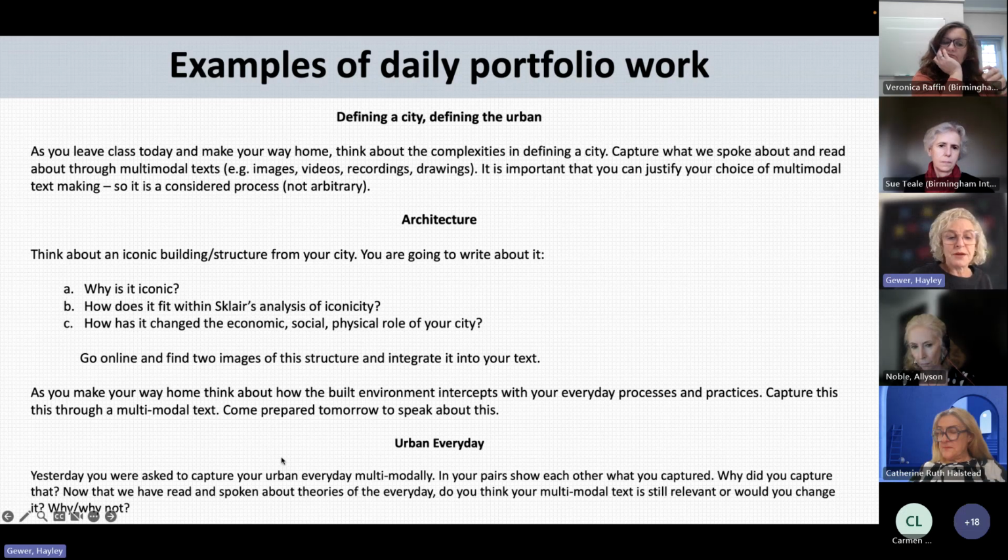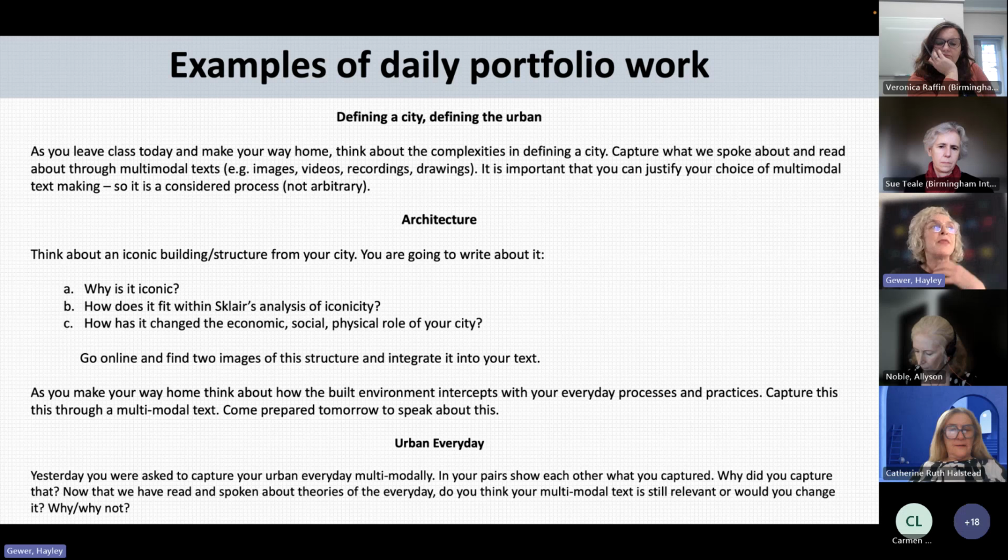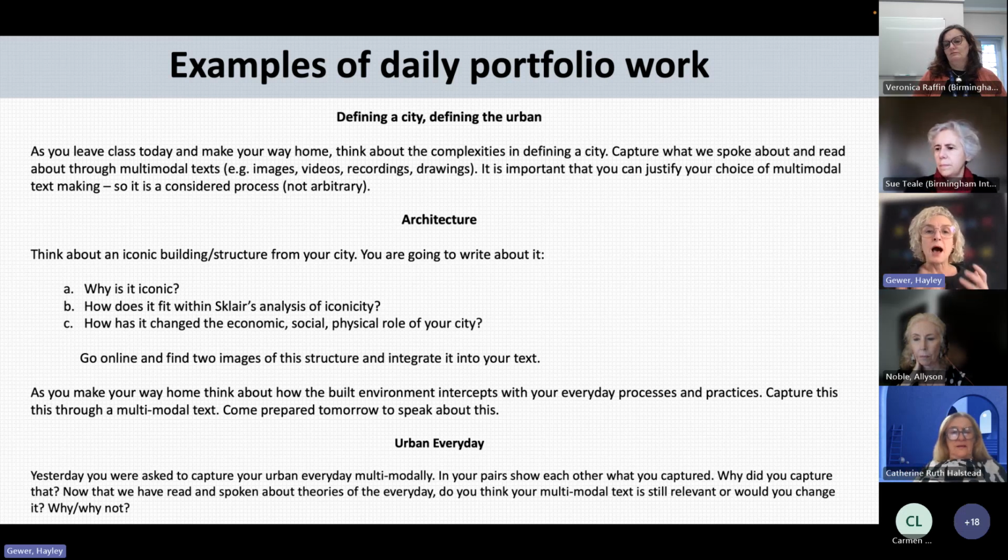Another theme was, for example, the urban everyday, where they were asked to capture, the day before we were talking about the urban everyday, their understanding of it multimodally. Then they came to class, we did some readings around how the everyday is theorized, and they spoke together about what the literature means, and then looked at their multimodal texts again and evaluated how their text spoke to what they had thought about initially, but also how their thoughts about the urban everyday might have changed because of the work that we had done in class. So this is just some of the examples of the daily work that we did throughout the module.